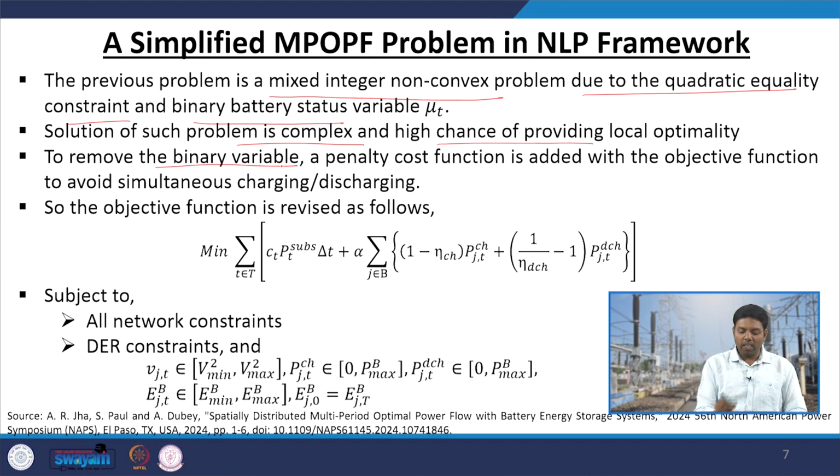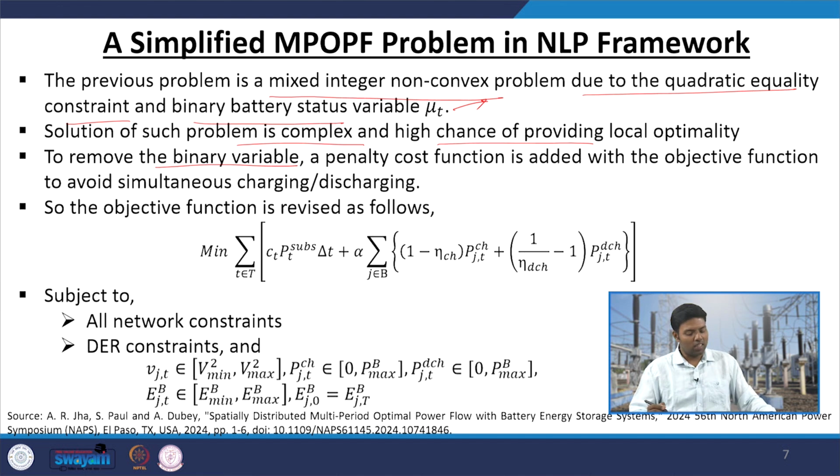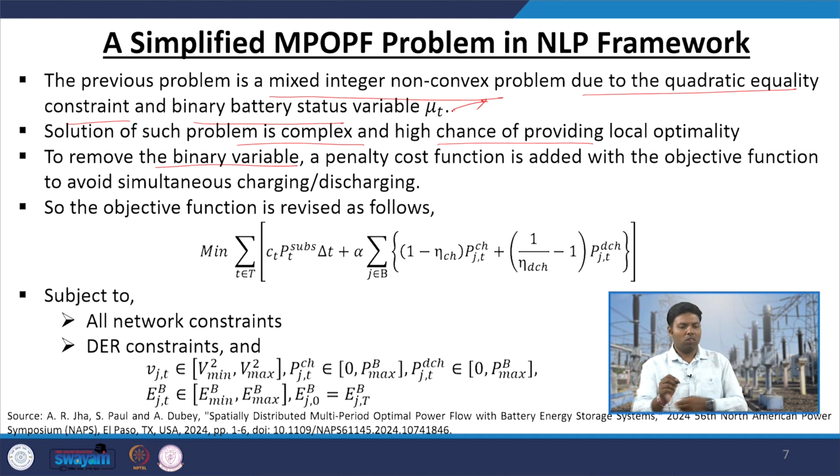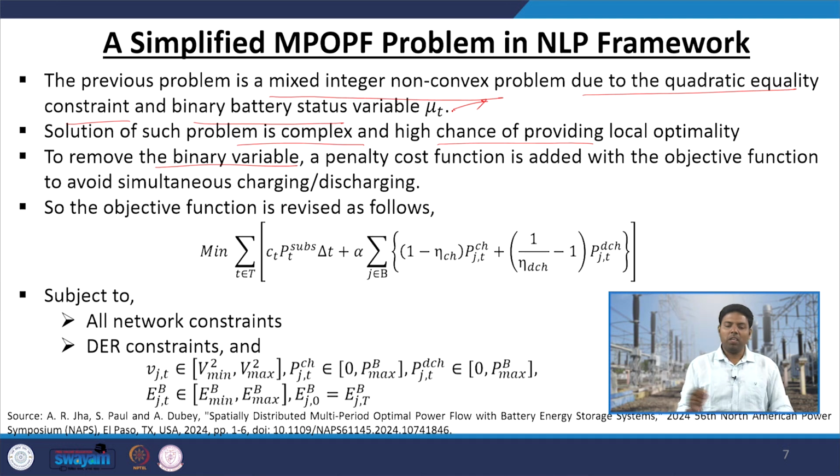The idea is to remove the binary variable. That binary variable we normally use for avoiding simultaneous charging and discharging. So, if we can get rid of this binary variable, which is at least in our hands, then your problem will become only a nonlinear programming problem. It is non-convex, but still nonlinear programming only, without any mixed integer constraint. So, that is comparatively easier to solve compared to the mixed integer problem.